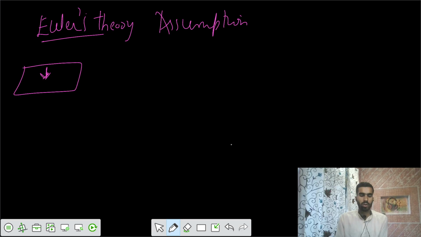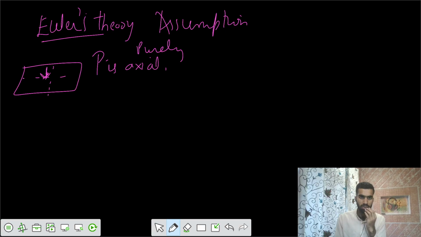We only said that the load was along the axial line of the cross section. So that means P is entirely axial, purely axial. That means it's not developing any moment. The moment developed, because of P times eccentricity e, was 0. So this was your first assumption.